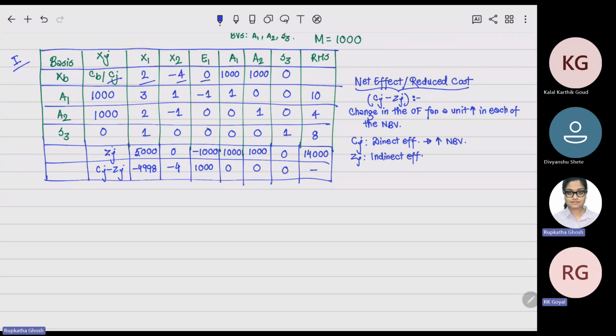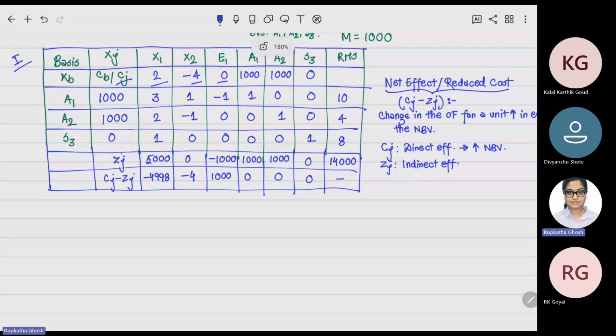The definition of the net effect is the rate of change of objective function for a unit increase in the non-basic variable. Okay. And according to the concept of Cj minus Zj, now here, if you see, I have to target one non-basic variable to enter the basis. So actually, which one is improving the objective function value very fast compared to all the other non-basic variables? Can you tell me just with seeing the signs?